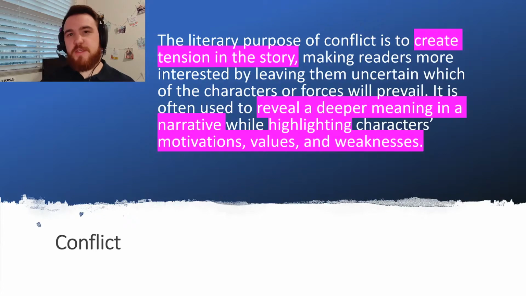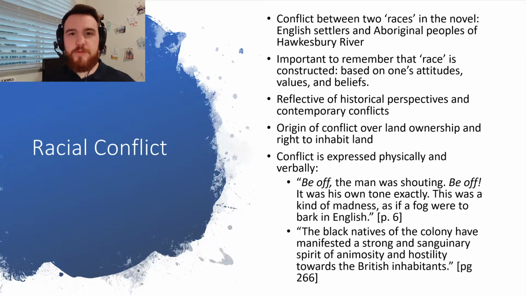So, one of the key things we're looking for in your exam essays is your understanding of values, attitudes, and beliefs, as you will know. So, let's have a look at two different types of conflict that are present in The Secret River. We're going to look at a racial conflict, and we're going to look at human versus nature. So, first of all, let's look at racial conflict.